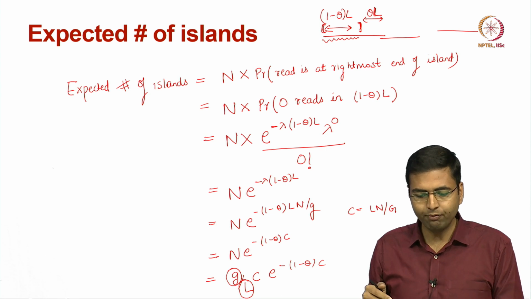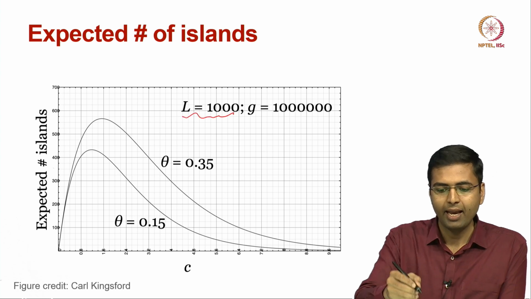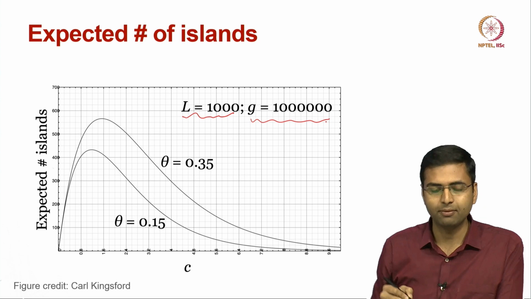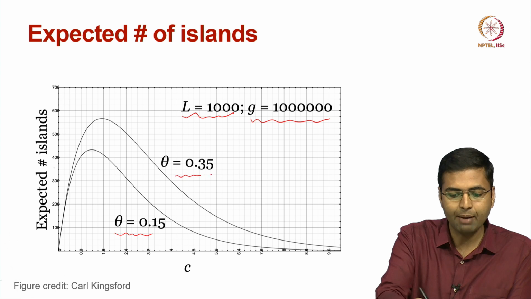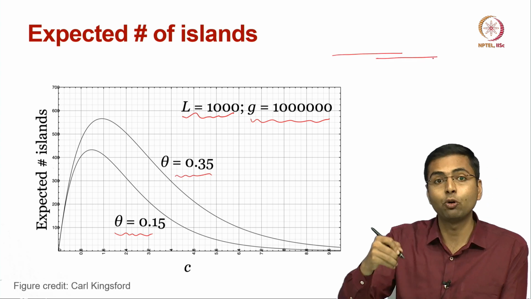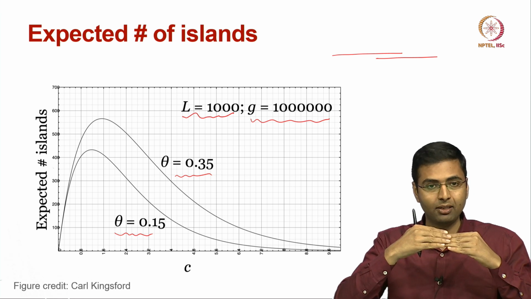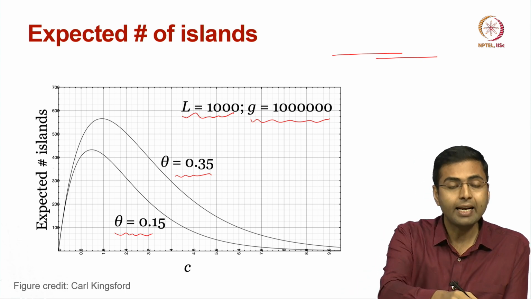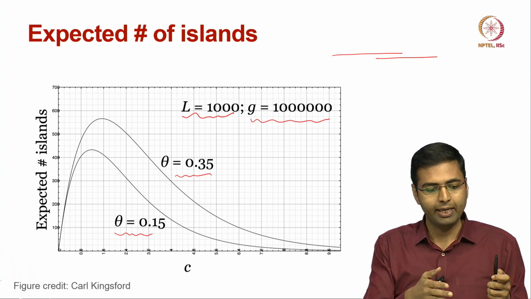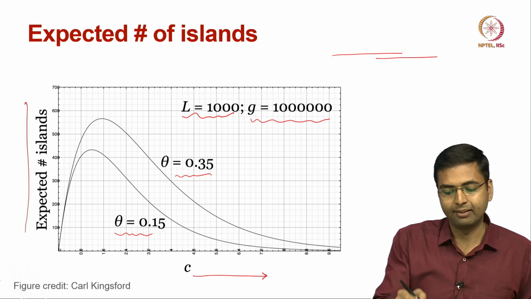If you plug in some values as an example, I can assume that my read length is 1000 and my genome length is 1 million bases, and theta I can assume at different thresholds. As we discussed, you can have different thresholds of the overlaps that you want. So if you want 15% overlap among the reads to connect them, then this kind of curve is what you get. This is the curve indicating the expected number of islands on the y axis and coverage on the x axis.